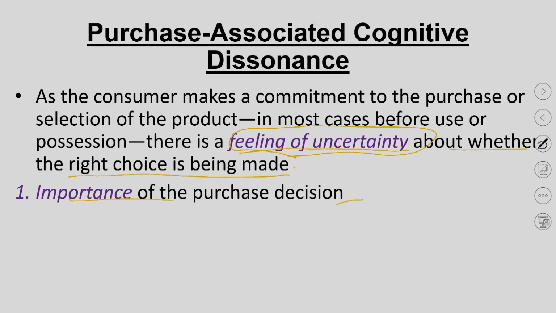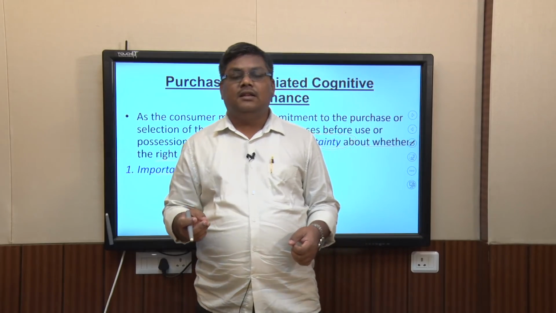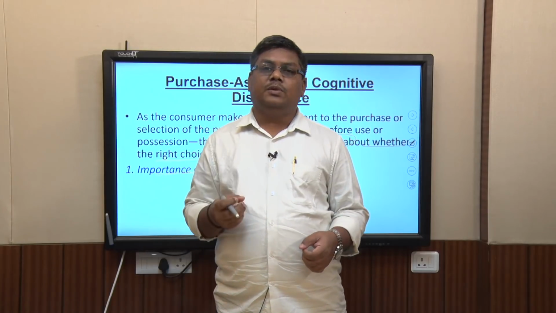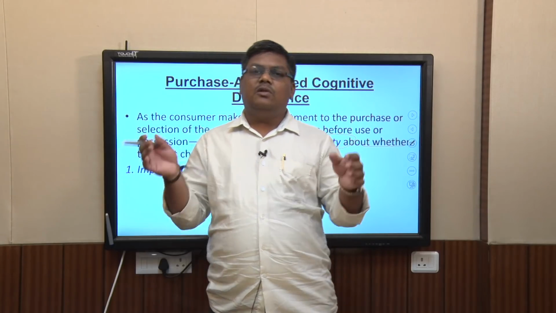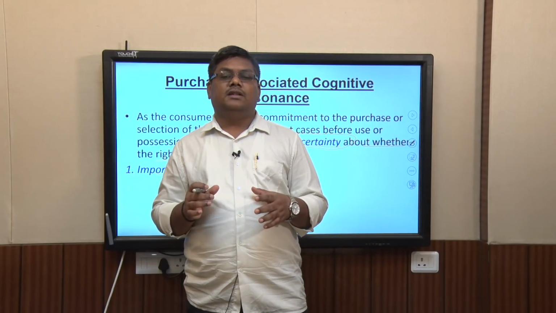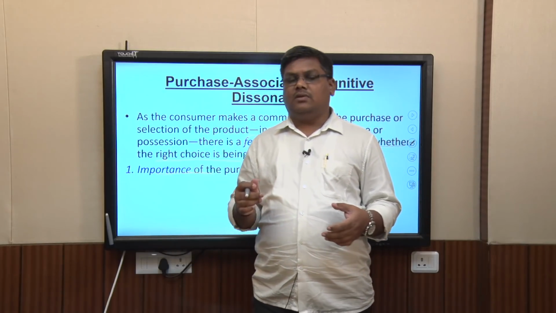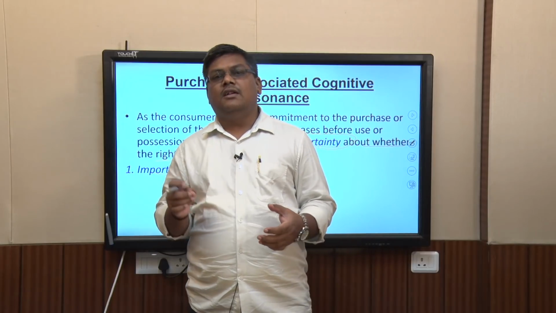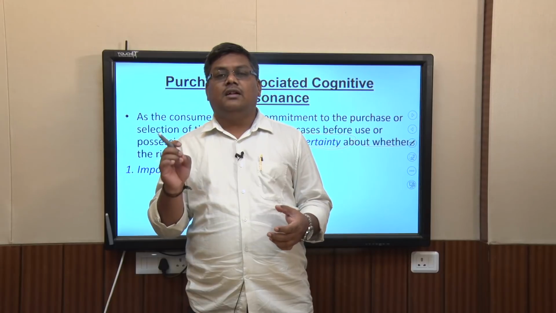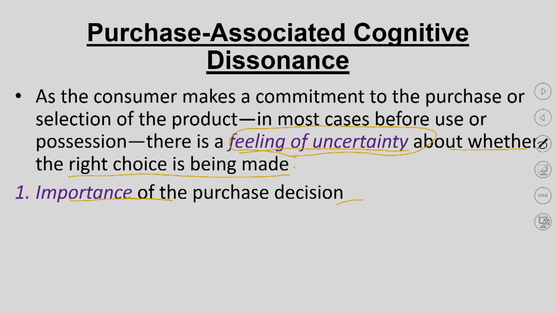One is the importance of the purchase decision. The more important the purchase decision, the more dear a purchase is to you, the more amount of cost that you are going to put to that particular product, the more amount of time you have spent onto it, the more important the product is. So, the more close the product is to you, the more the cognitive dissonance is going to happen, and that's quite natural, because the more important it is, the more you fear that if you take the wrong decision, a failure would result, and so you will not be satisfied.